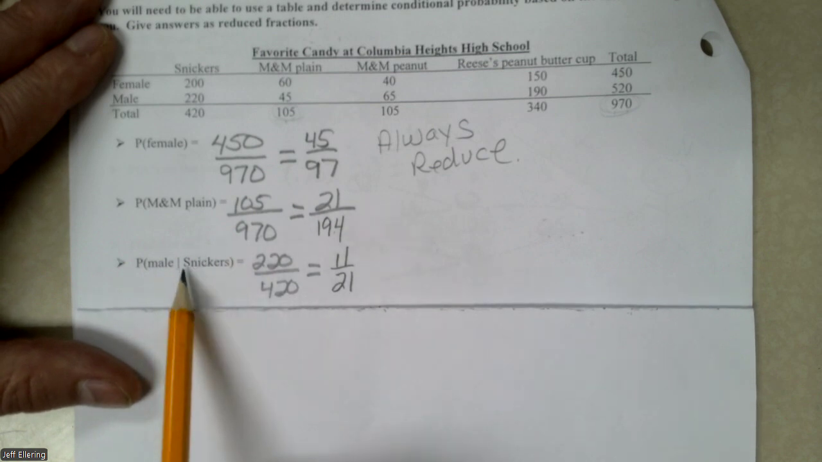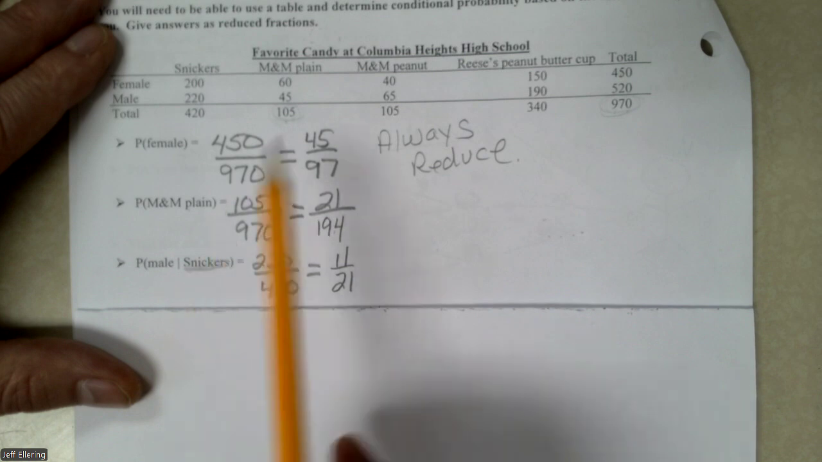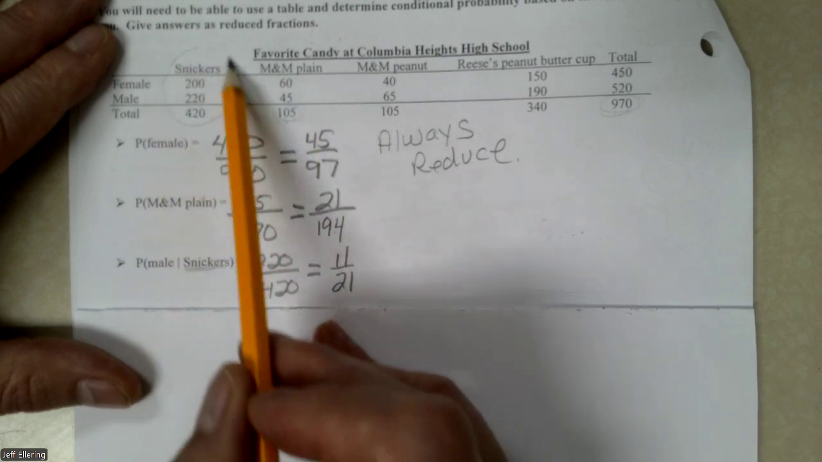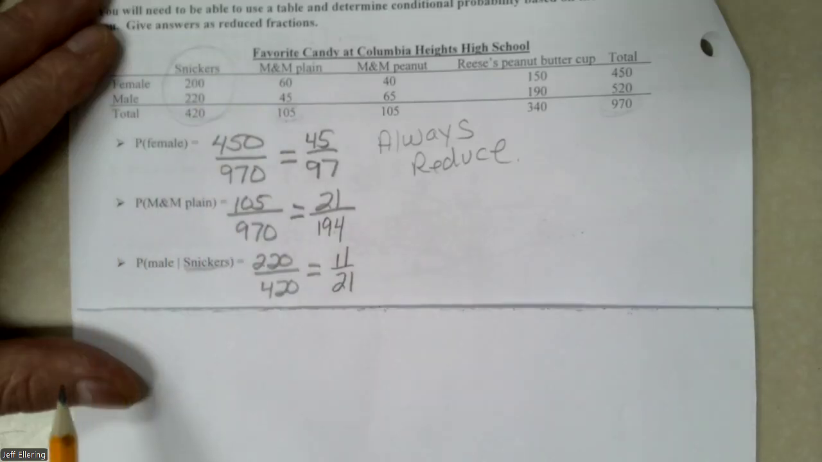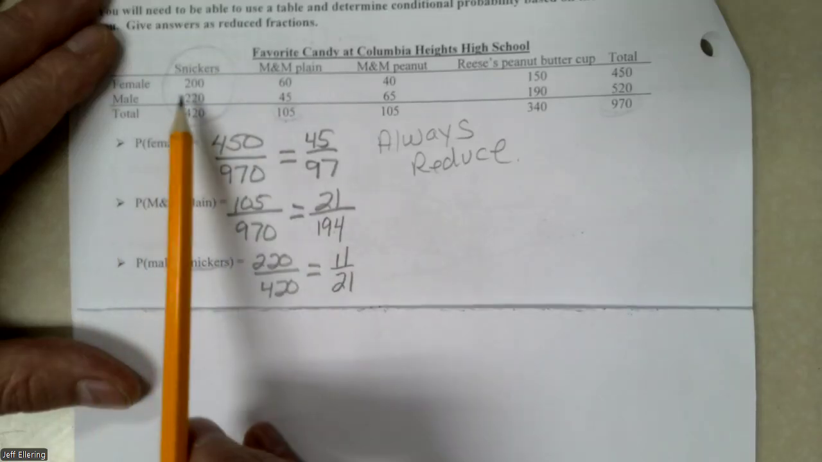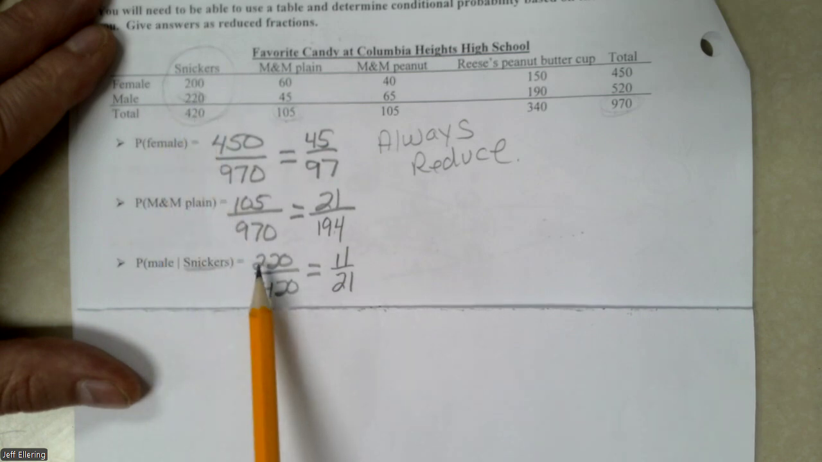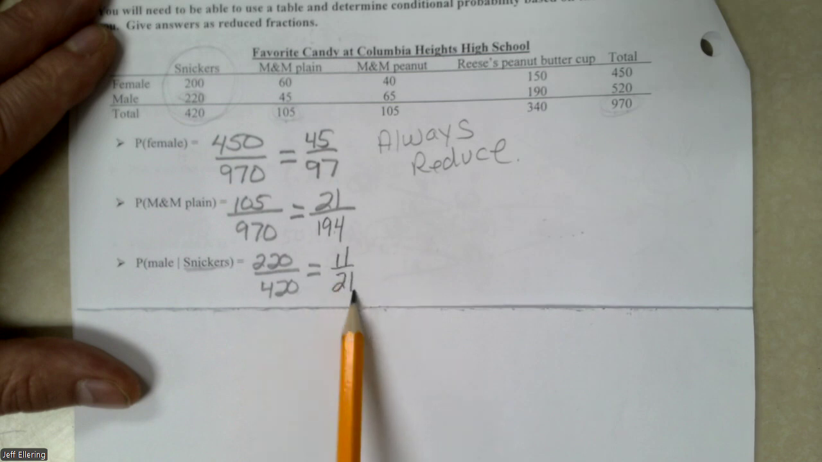Now, conditional. Snickers. Snickers is the condition. We only are looking at Snickers. How many male chose Snickers? So 220 over 420, reduce.